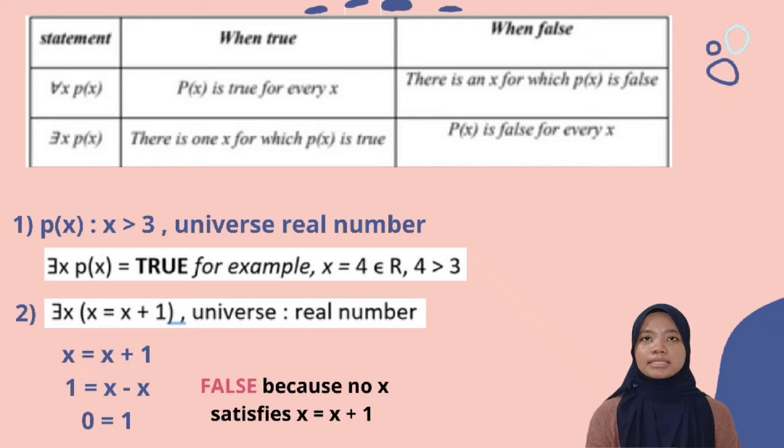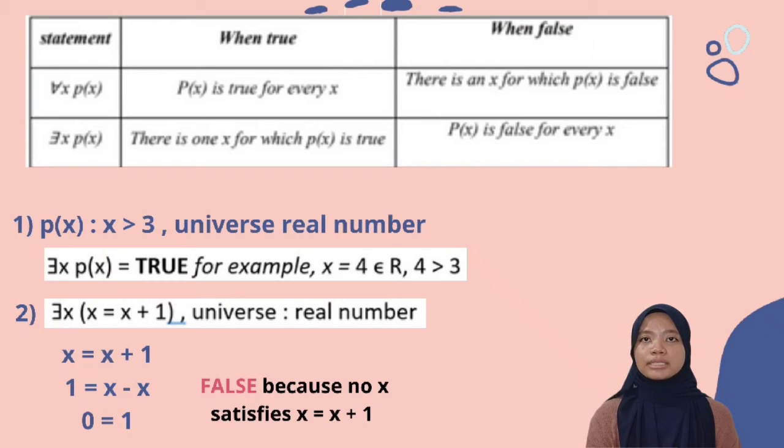So the answer is yes, P(x) is true because when we pick an example x equal to 4, then 4 is greater than 3. So this is a true statement. Number 2, there exists x such that x equals x plus 1 and the universe is the real numbers. When we bring x to the right and 1 to the left, we will get 1 equal to x minus x, and x minus x will become 0.